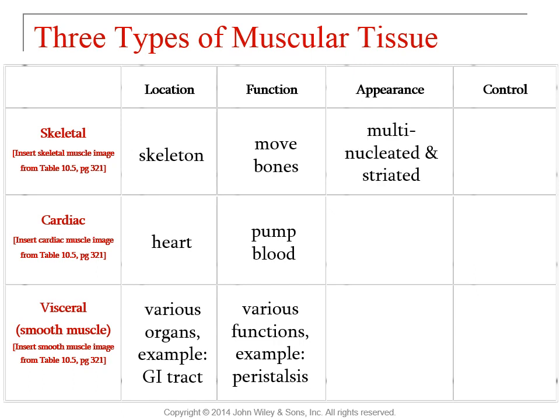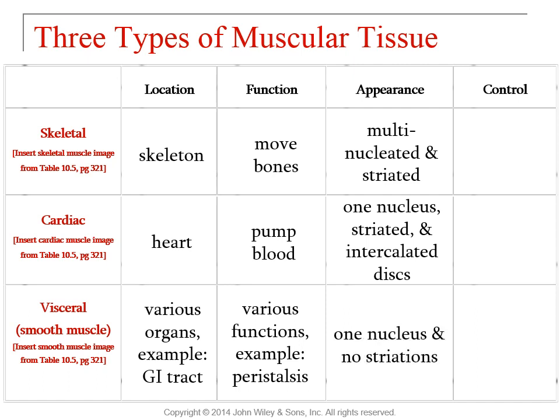As for the actual appearance, skeletal muscle will be multinucleated, so more than one nucleus per muscle cell or muscle fiber. They're also striated because of the overlapping actin and myosin filaments. Cardiac muscle has one nucleus. They are striated, but also have the very unique characteristic of having intercalated discs, which allow electrical transmission of an impulse from one cardiac muscle cell to the other. It's how we keep a rhythmic beat with the heart. And of course, the visceral smooth muscle has only one nucleus with no striations.